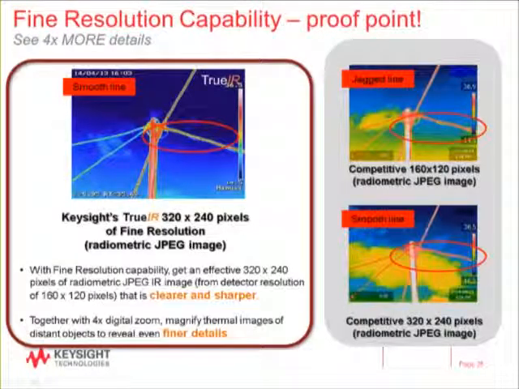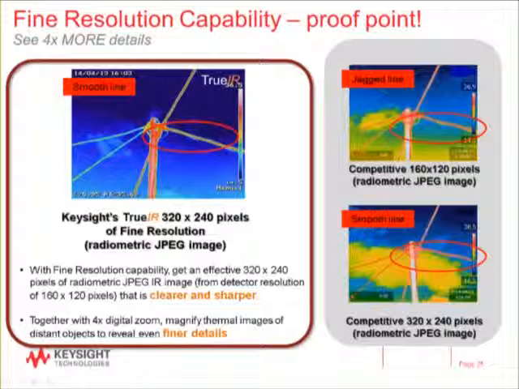And here is the comparison of the TrueIR thermal imager to a competitive thermal imager with 160 by 120 pixels and 320 by 240 pixels detector resolution respectively. So as you can see, with fine resolution on the left, you will get the 320 by 240 pixels of radiometric JPEG images that are clearer and sharper. And together with its 4 times digital zoom, we can magnify faraway objects to reveal even finer details.